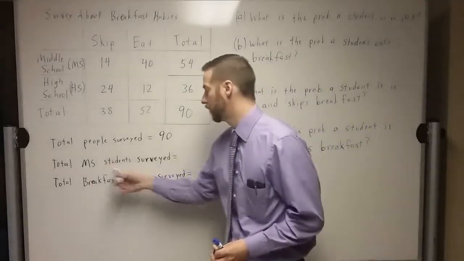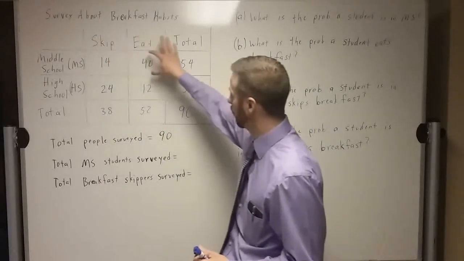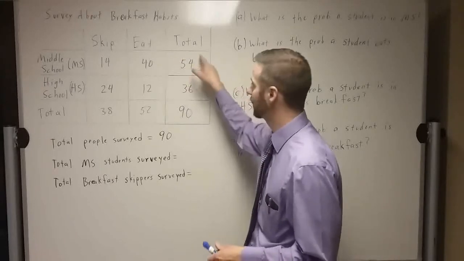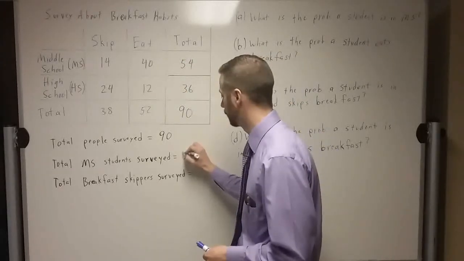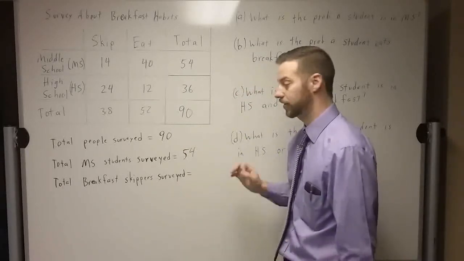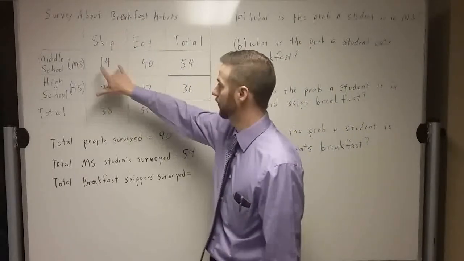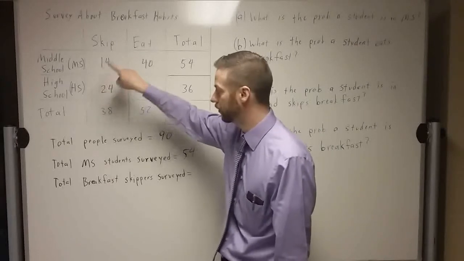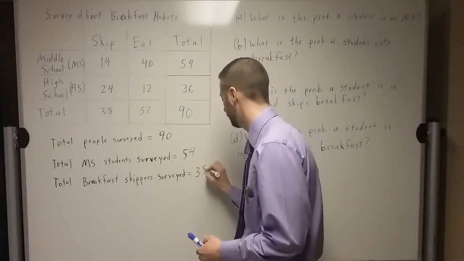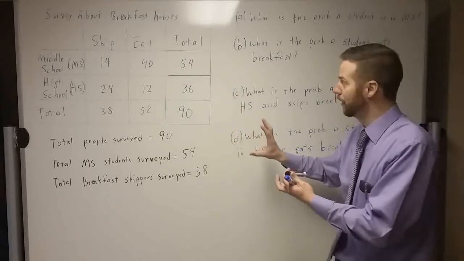All right, how many total middle school students were surveyed in this? Well, that means we're only looking at this column, the total number of middle school students. We had 14 who skip breakfast, 40 who eat breakfast, so that means we asked a total of 54 middle school students. All right, and then total number of breakfast skippers surveyed. People who skip breakfast are only in this column. So we've got 14 middle school students, 24 high school students, which means we have a total of 38 people we surveyed who skip breakfast. All right, so just making sure we have the idea of how to read this table.